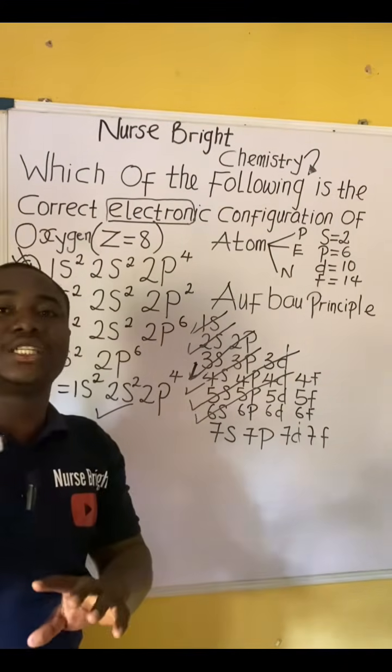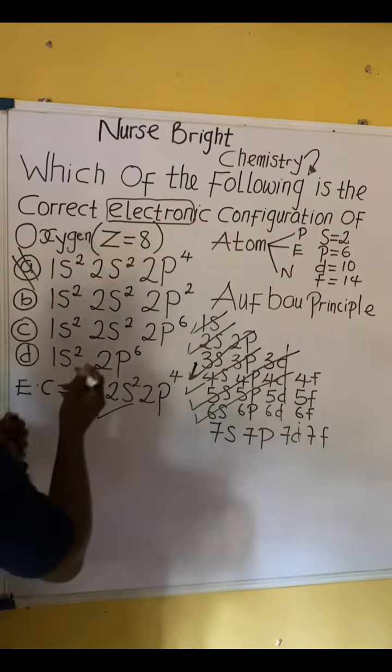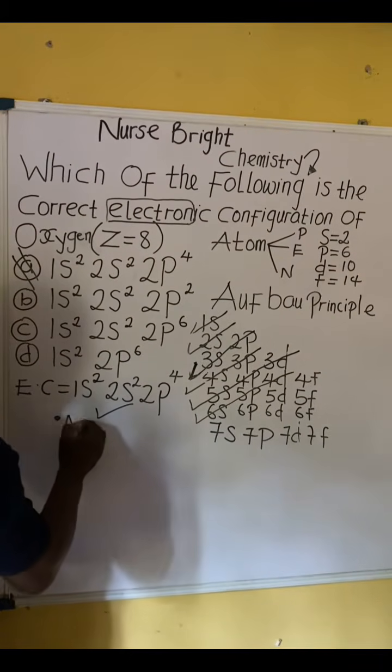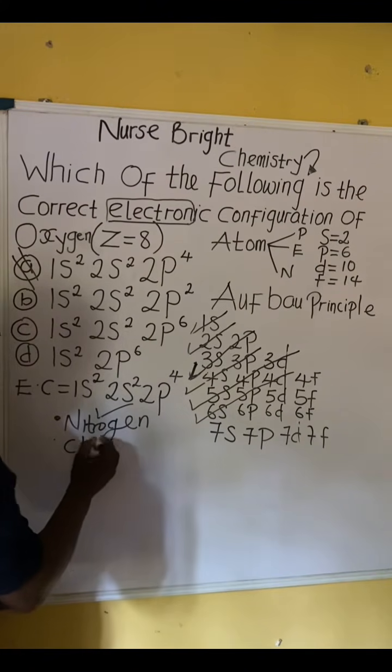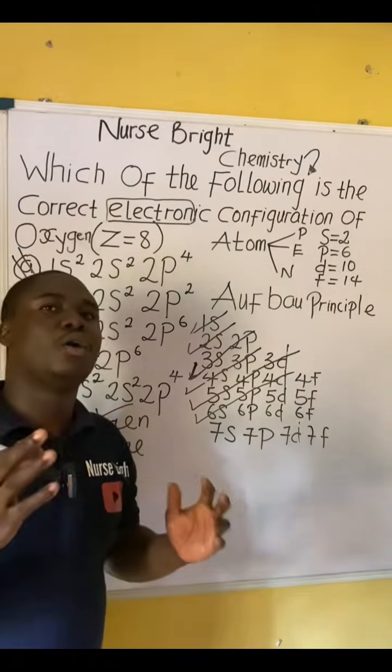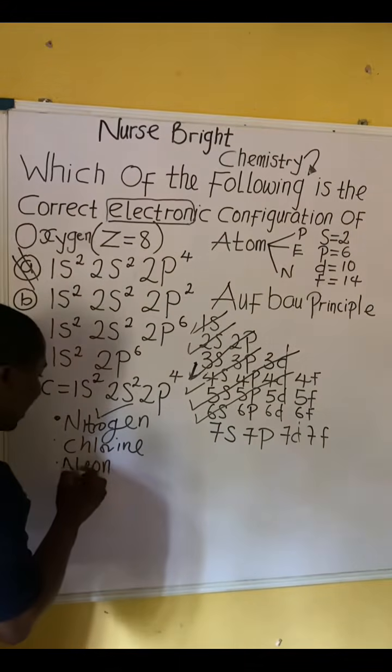I'll be giving you a practice question so you solve and provide the answer in the comment section. All right, write the electronic configuration for various elements for me. Nitrogen, you write for nitrogen for me. You write for chlorine. Also, you write for neon, all right? Neon as an element.